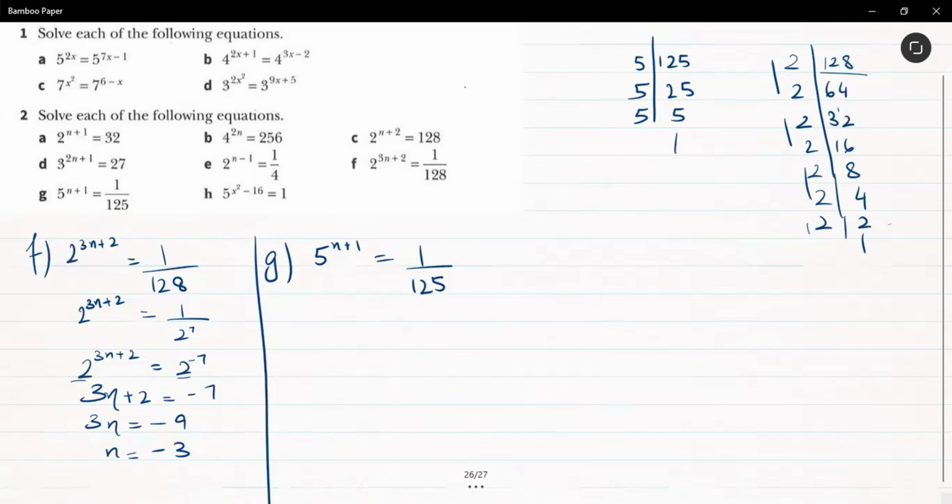So that is 5 cubed. 5 to the power n plus 1 is going to be equal to what? 5 to the power negative 3, because we have brought the denominator value up into the numerator. The n plus 1 is equal to negative 3. n is equal to negative 3 minus 1, and n is equal to negative 4.